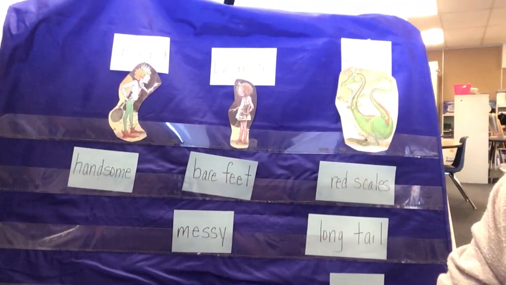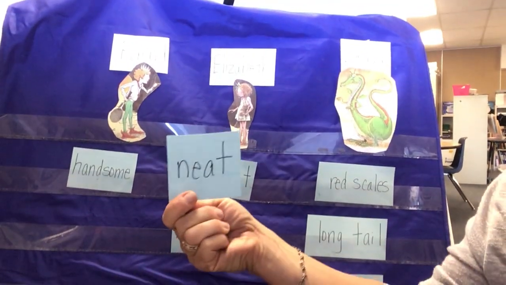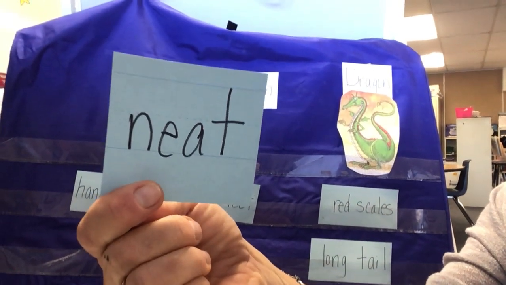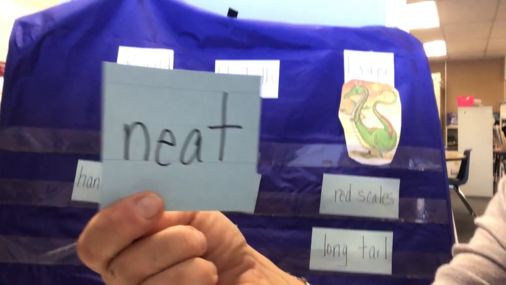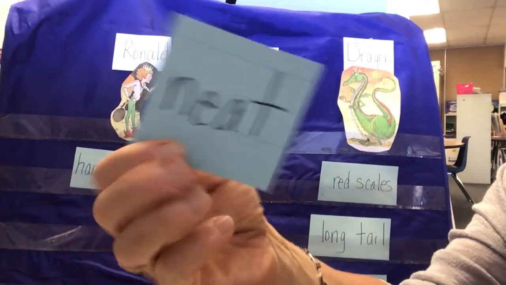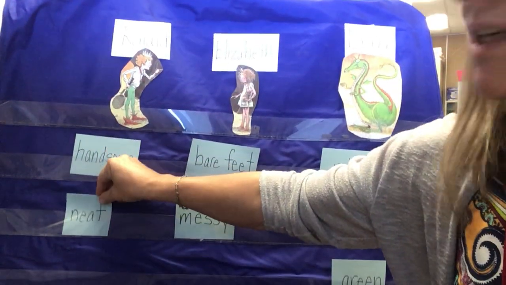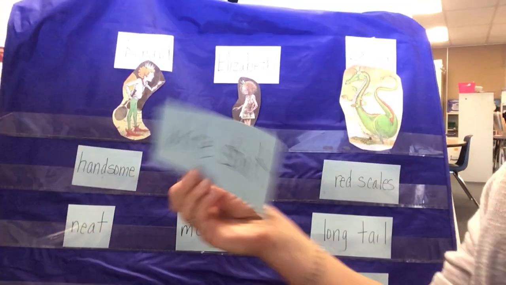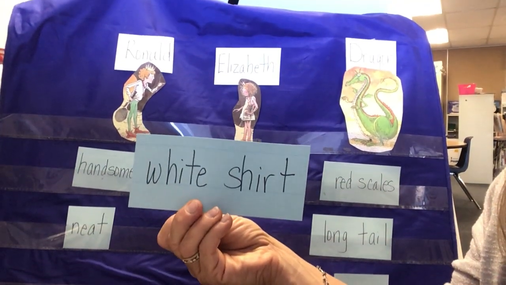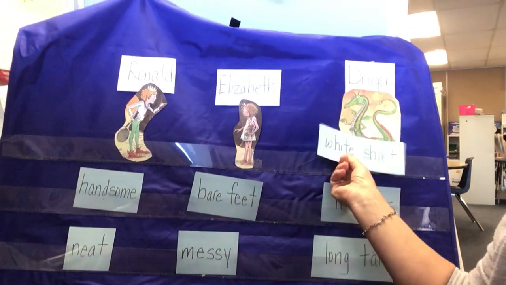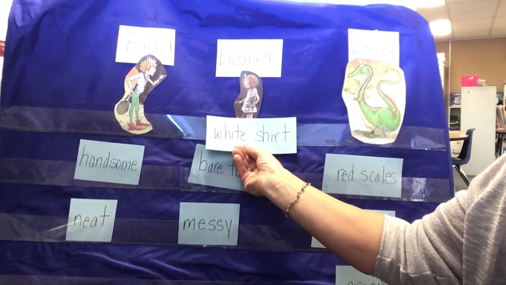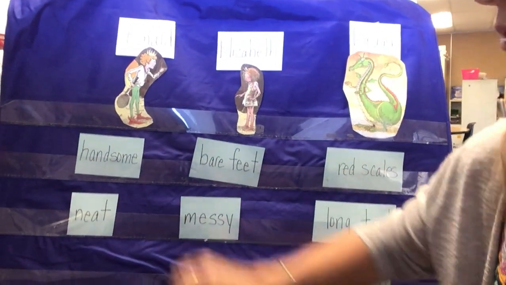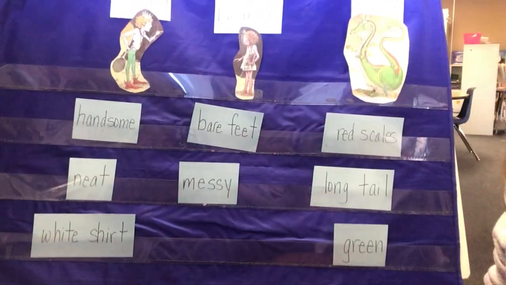How about neat? Who is neat? Neat means you're clean and you're tidy and everything looks good. Yeah, I think that's Ronald too. Prince Ronald is neat. How about white shirt? Who has a white shirt on? Dragon? Elizabeth? No, she just has a paper bag. Ronald has a white shirt on, doesn't he? Yep.